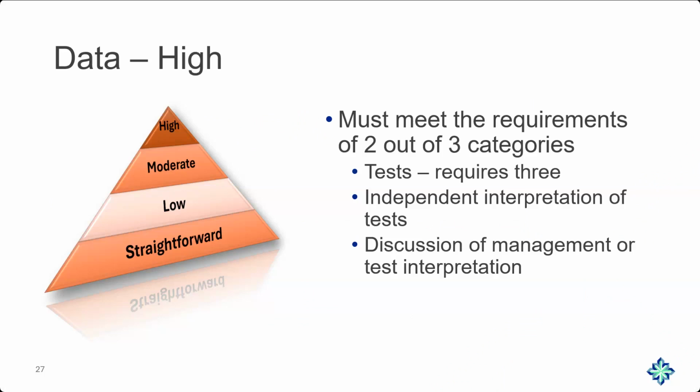For high level of data, this is where you must meet at least two of the categories. For category 1, you have to have three of the items listed in the bullets, and for category 2 and 3, those are going to be similar, but we're looking at the tests, which is going to require the three. We're looking at that independent interpretation and discussion and management of that, but you need to meet 2 out of the 3 for data.